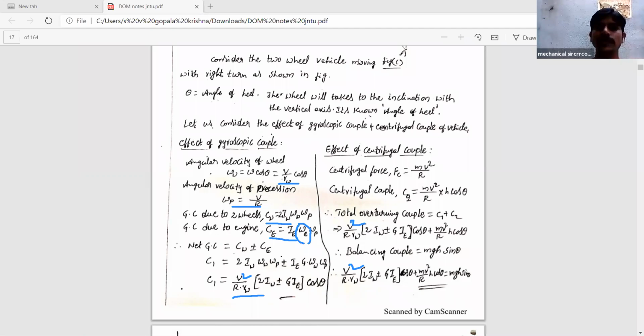Is it understood? Please respond. Yes, sir. Okay, now we are going to discuss the problem belonging to the two-wheeler vehicle. So all of you observe that.